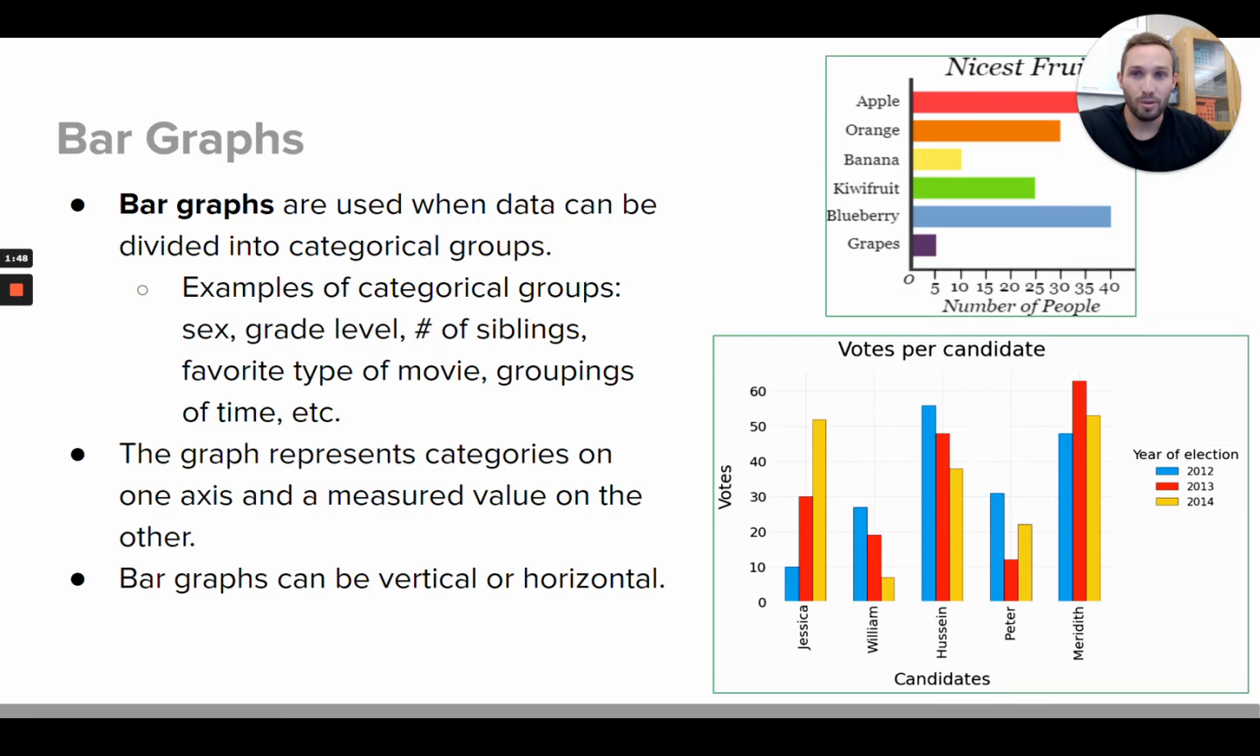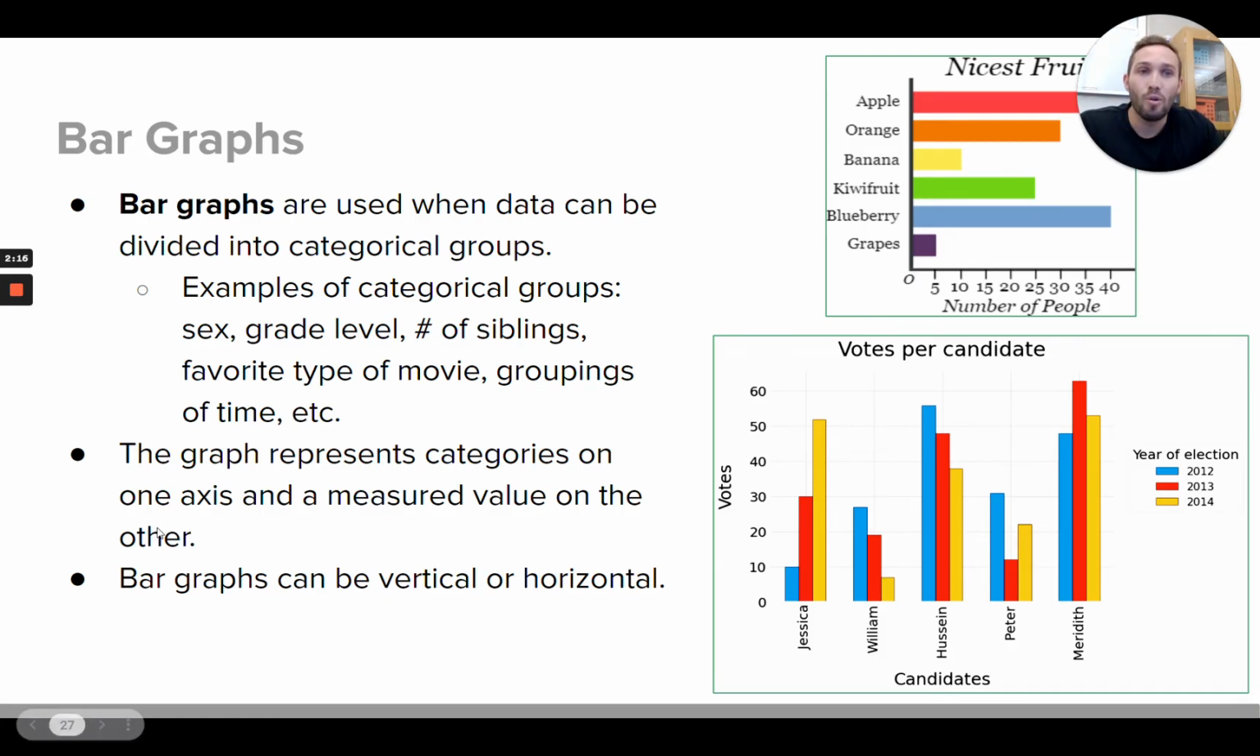So let's start with the first type of graph. There's bar graphs. Usually students are super familiar with bar graphs. This is a graph that you would use when you have data that falls into categorical groups. So specific categories of data that you took measurements on, and you want to display that in a way that you can easily see the differences that occurred between those categorical groups. That's when you use a bar graph.